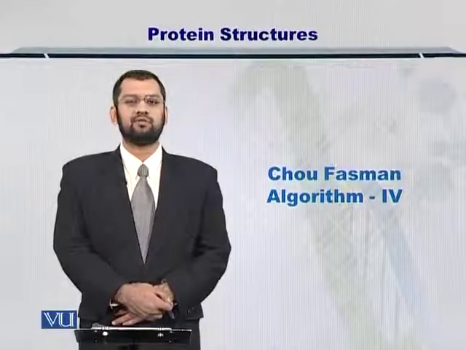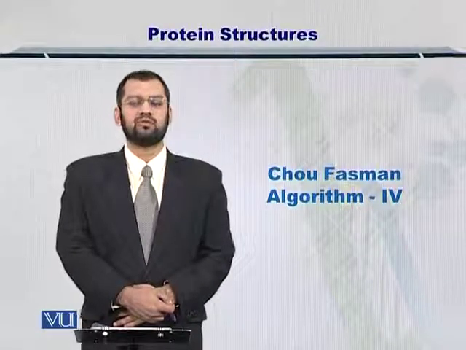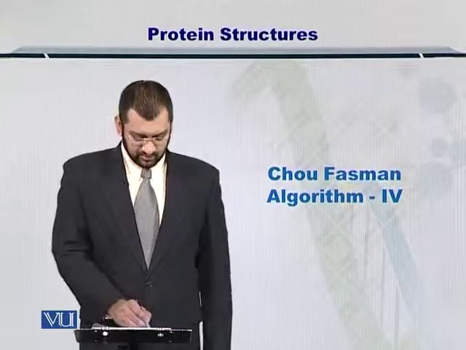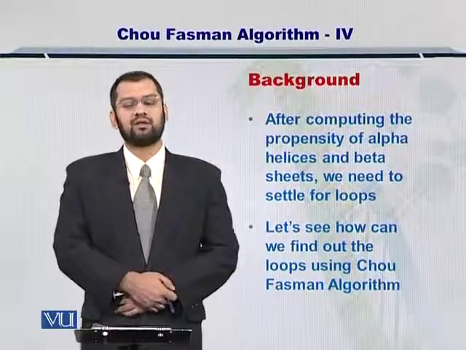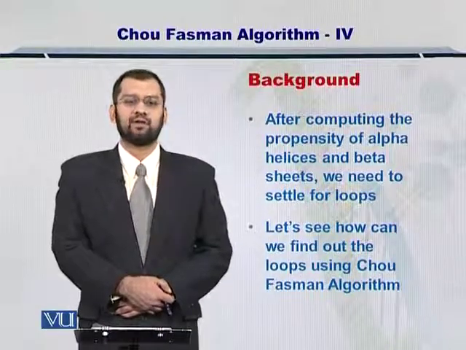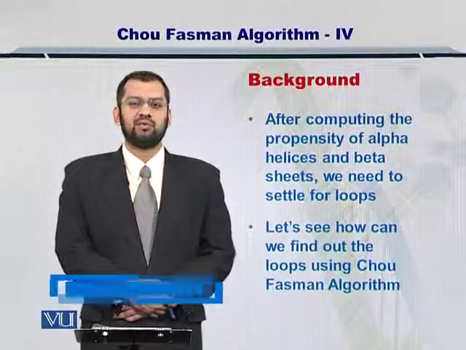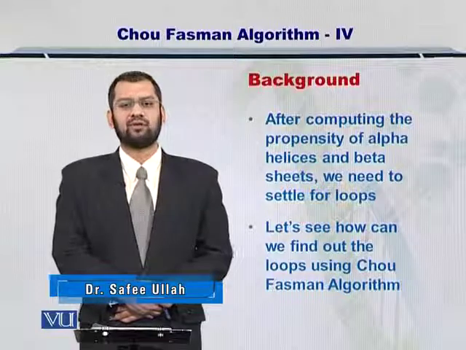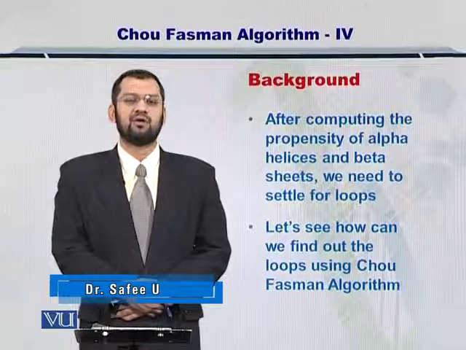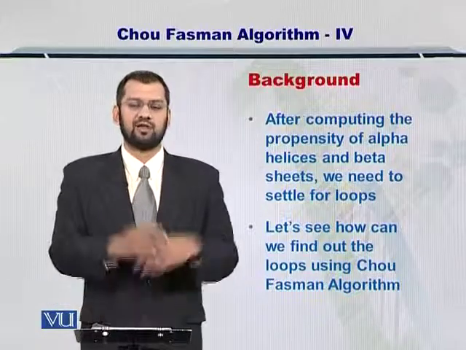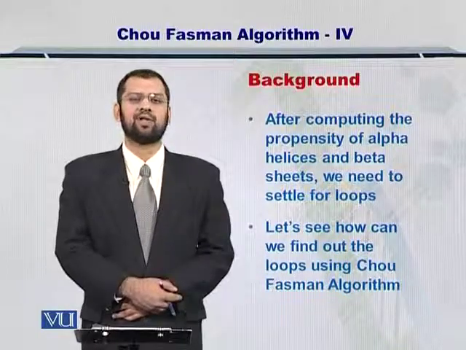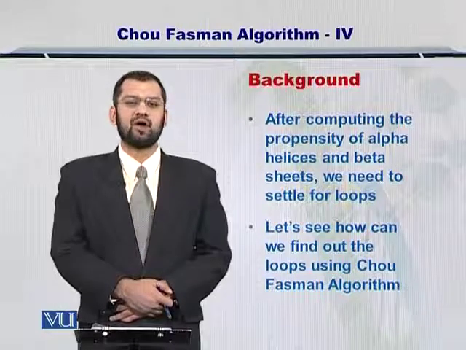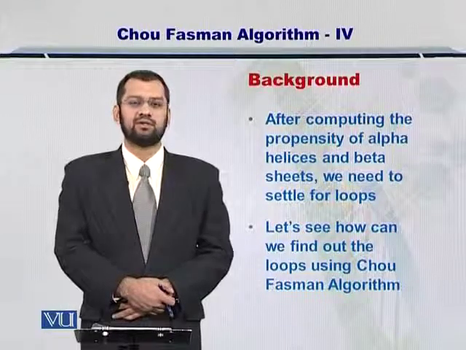Dear students, this is the fourth and the last module for studying the Chow-Fasman algorithm. In this module, I'm going to talk about how to predict the turns in the secondary structures. We already know that we can find out alpha helices and beta sheets by looking at the specific propensities for individual amino acids as well as their neighbors by using the Chow-Fasman algorithm. In this module, I'm going to show you how you can actually find out the turns.